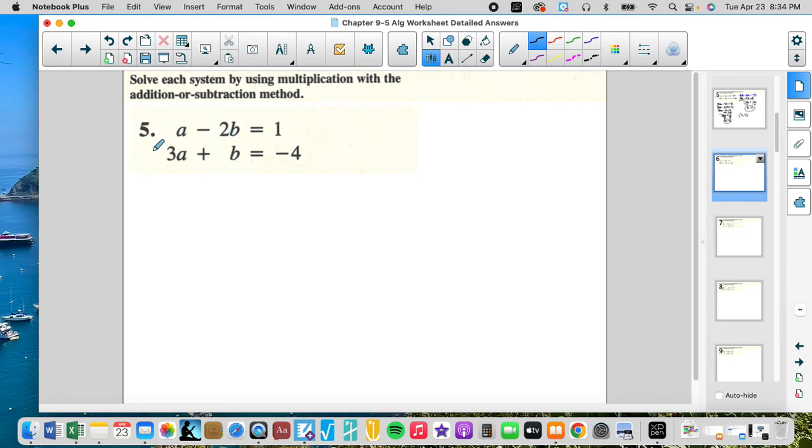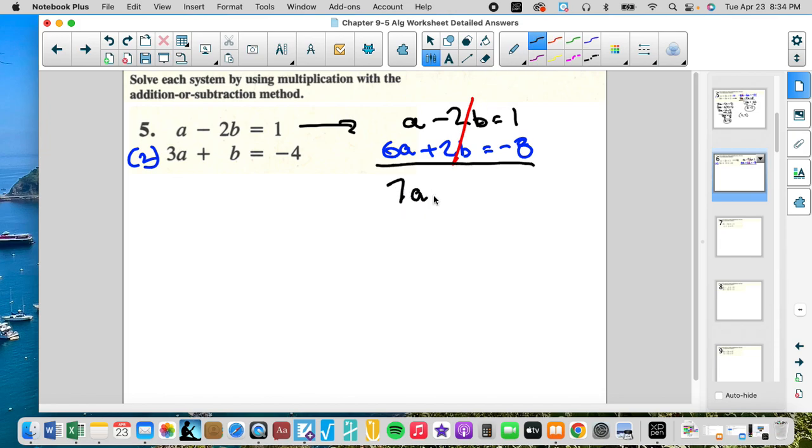Well, let's multiply the bottom by 2. We can multiply the bottom by 2, or we could have multiplied the top by -3. I'm going to multiply the bottom. The top one stays the same. The bottom one becomes 6a plus 2b equals -8. The b's cancel. We're left with 7a equals -7. Divide by 7. a equals -1.